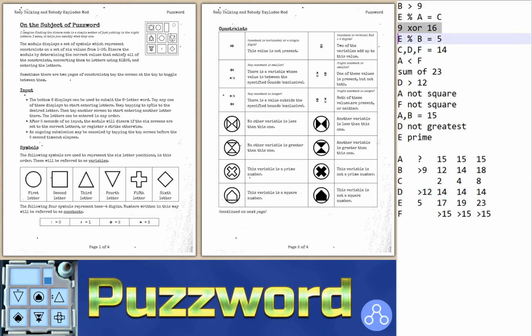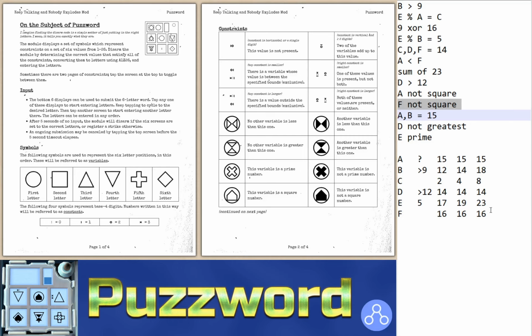Aha! Now we come to this one here. None of these values is a 9, and we need one of those values. So Foxtrot would have to be the 16 in all cases. Oh my gosh! Foxtrot is not square. There we go. So Foxtrot is not the 16.